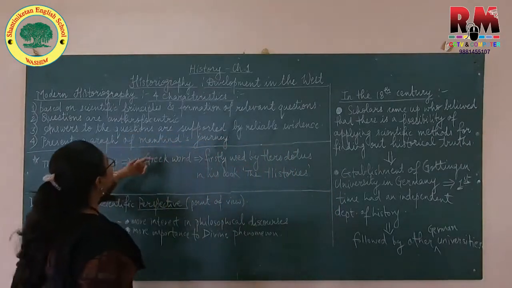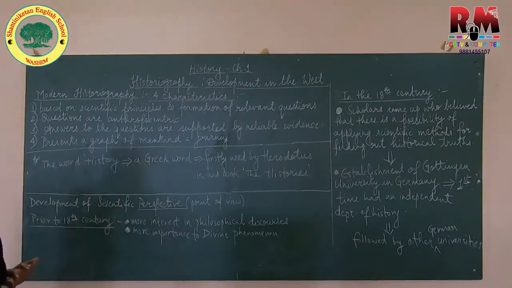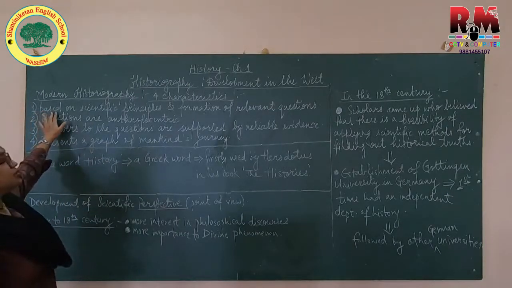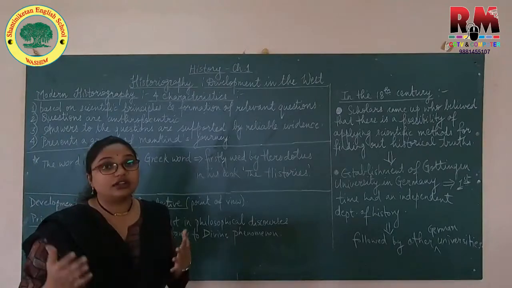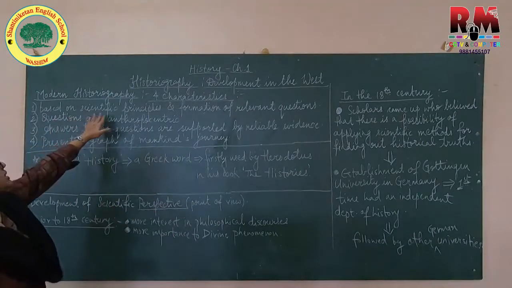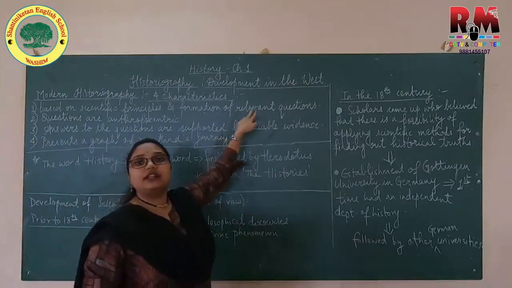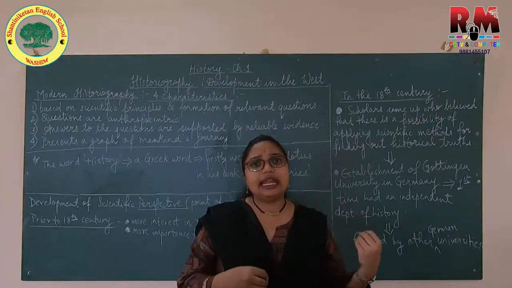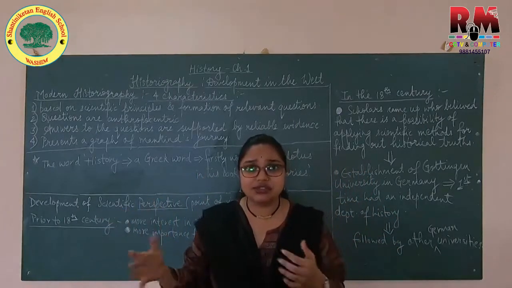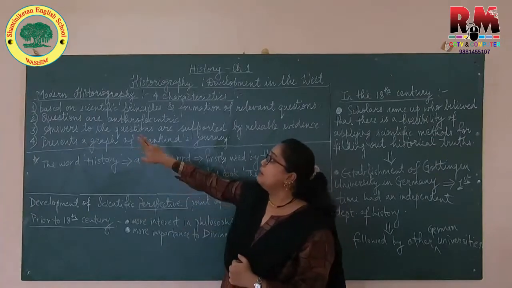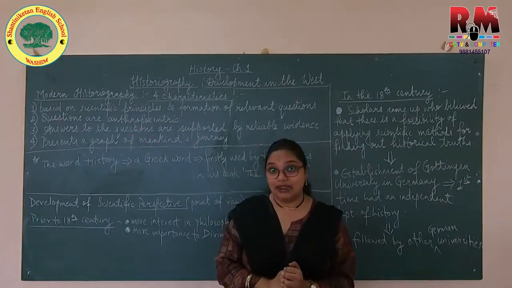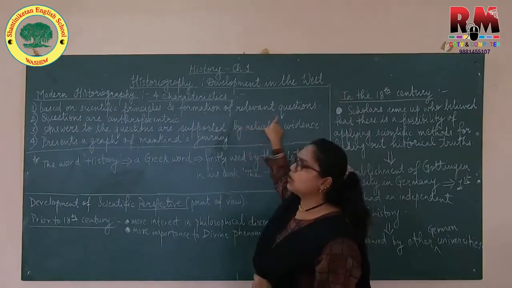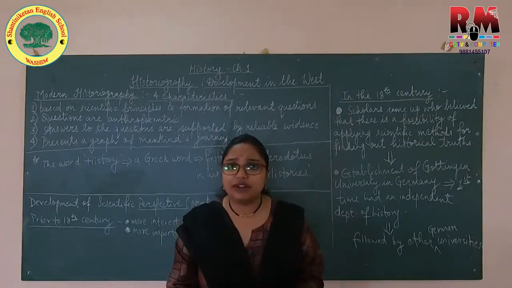So children, coming to the four characteristics of modern historiography, the first characteristic is that the modern way of historical research is based on scientific principles and formation of relevant questions. Now what does this mean? That means you will not put any kind of imaginary theory in your historical research. Rather, you will base it on scientific principles. And how are you going to do that? You will do that by formation of relevant questions. Now what do you mean by formation of relevant questions?